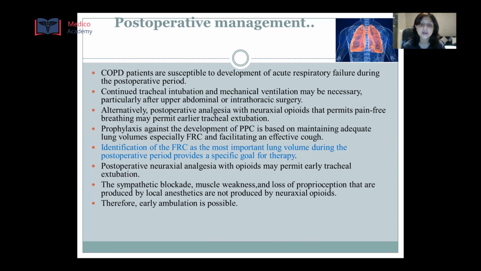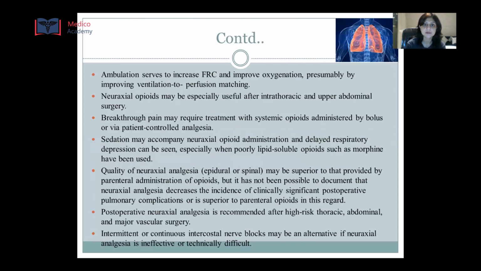The sympathetic blockade, muscle weakness, and loss of proprioception that are produced by local anesthetics are not produced by neuraxial opioids. Therefore, early ambulation is possible with their use. When there is early ambulation, it will serve to increase the FRC and improve the oxygenation, presumably by improving the ventilation perfusion matching. So, neuraxial opioids may be especially useful after an intrathoracic and upper abdominal surgery.